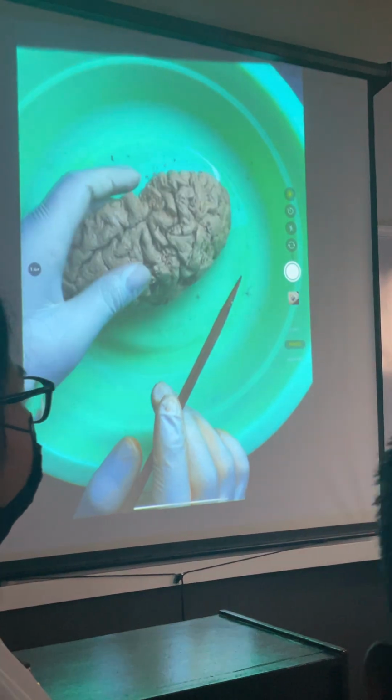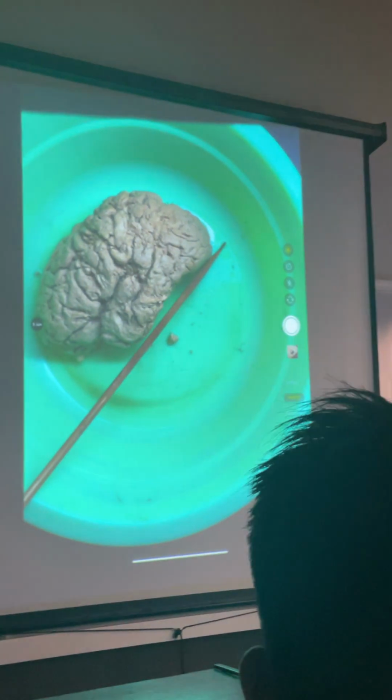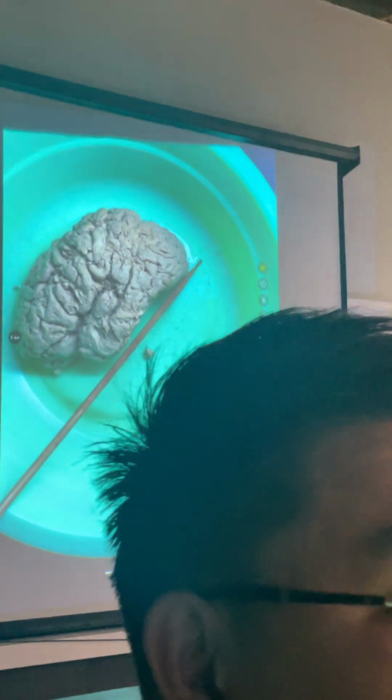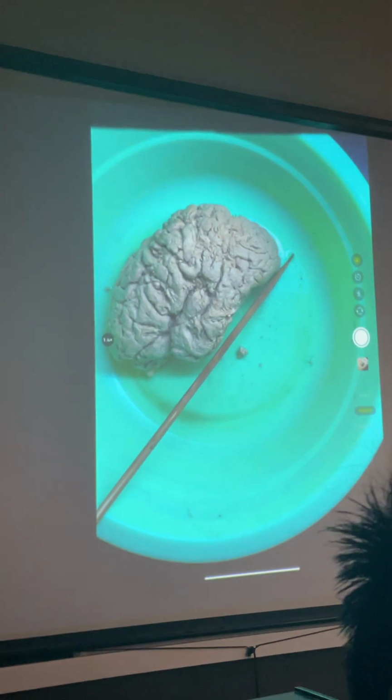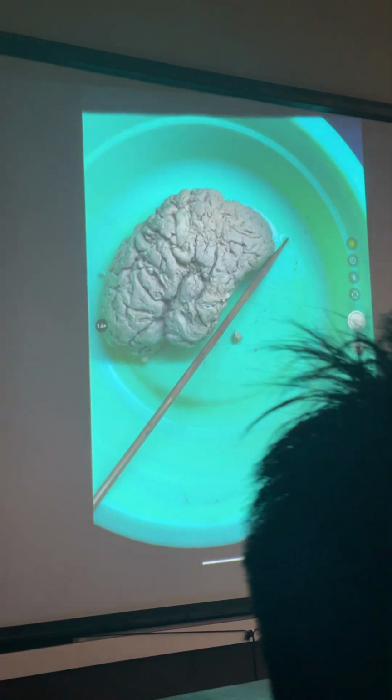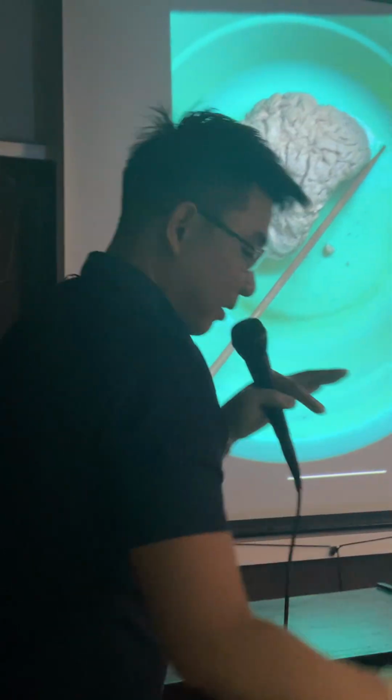Any questions so far? None? Yes? Where is the calcarine sulcus in the previous? That's located at the median surface. Any questions regarding the dorsolateral surface? None so far? So I'll now show you the median surface.